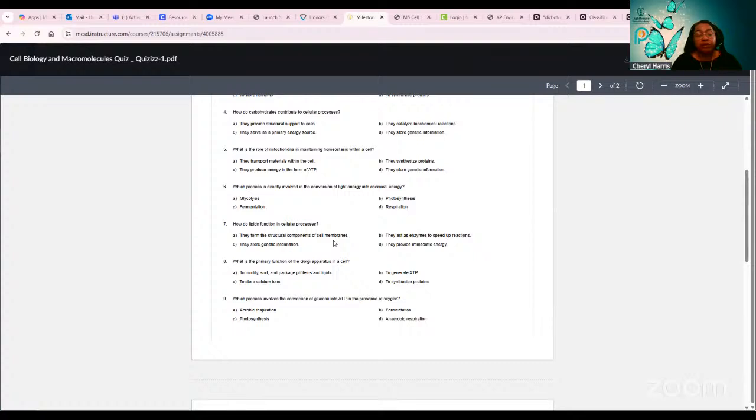Anybody? Anybody? What is the function of a lipid? Like I said, you can get energy from fat molecules, but that's not their primary function in the body or the cell. What is their primary function? Nobody? All right, it is A. It forms the structural components of the cell membrane.